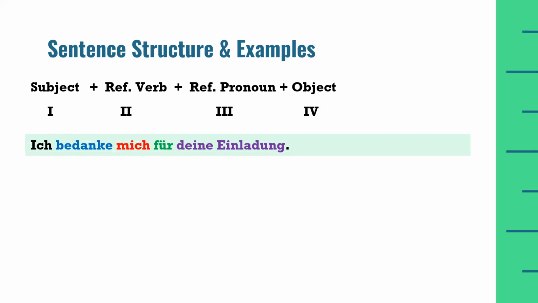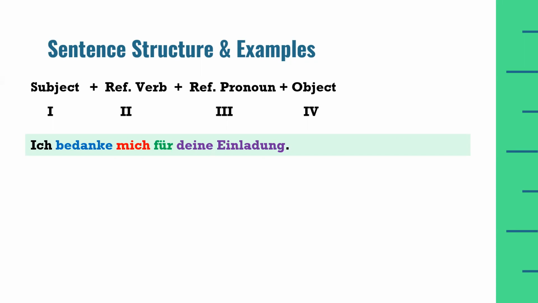Ich bedanke mich für deine Einladung. I thank you for your invitation. Now, if we look at this sentence, ich is the subject of the sentence. It comes at the first position. At the second position, we have put the reflexive verb and conjugated it according to the subject, so sich bedanken becomes bedanke. And since the subject is ich, we use the reflexive pronoun at the third position, which for ich is mich.